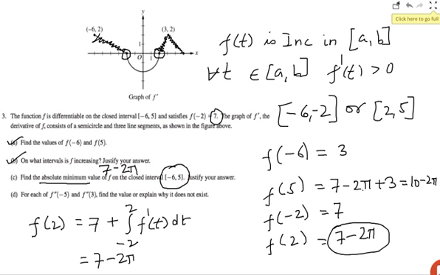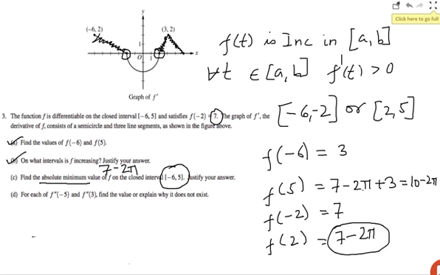Now friends, let's clear this up. Okay. Now let's talk about the last part of the question. The last part of the question says, find the value of f double dash minus 5 and f double dash 3 and explain why it does not exist. Okay, so f double dash minus 5 means we need to find the slope of the function at minus 5. So which is going to be the slope of this line, right?